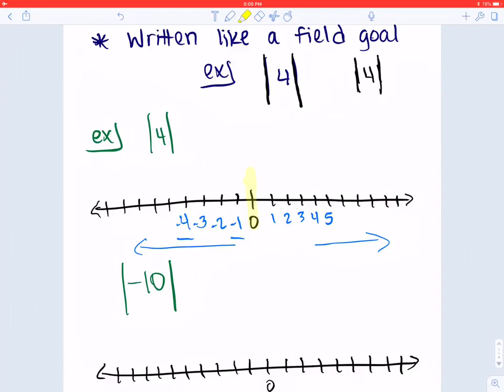I'm starting at 0. I want to know how far from 0 is 4. So I count 1, 2, 3, 4. The absolute value of 4 is 4.